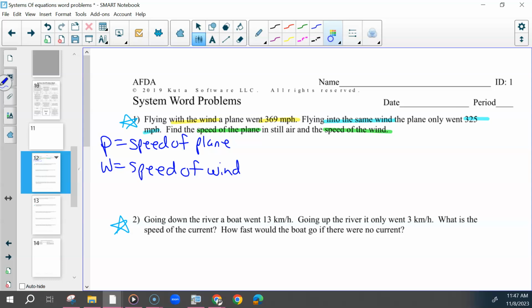Then there are a couple of things that you need to remember in order to be successful with these type of problems. If it's flying with the wind, so the wind is basically pushing the plane forward, you're going to be adding. If it's flying into the same wind, that means it's going basically against the wind that was pushing it, so now that wind that was helping is being subtracted.